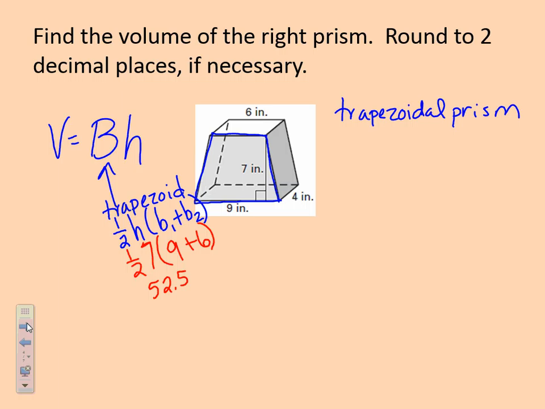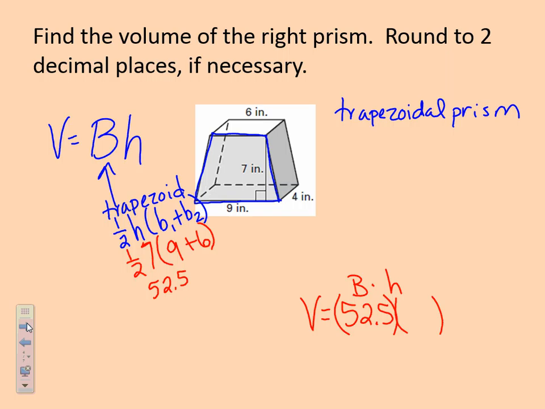So far I have volume equals 52.5, that's the area of the base, times the height. So now I need to get the height of my prism. How tall would this box be? Now be careful, 7 looks like it's the height, but remember this box is supposed to be sitting on its base. Somebody's come along and knocked it over. The base is supposed to be the trapezoid.